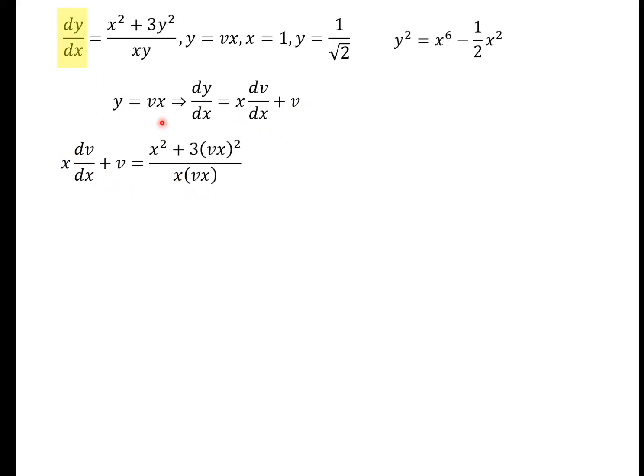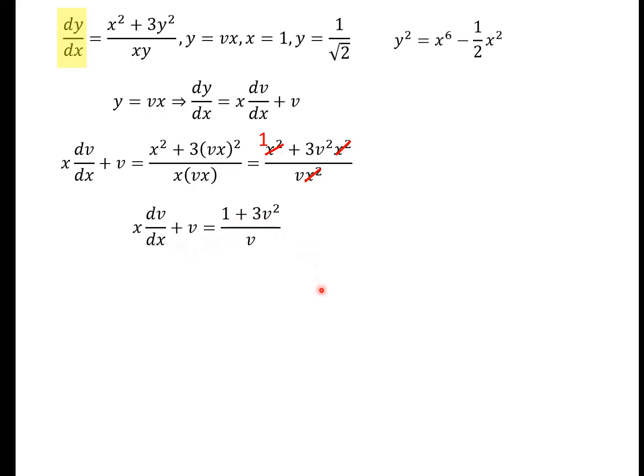On the right hand side, well, I've got x squared is alright, but I need to eliminate the y's really because I want to solve in v and x. So the y is equal to vx, so 3vx all squared. And then x times vx on the bottom, then multiplying it out, I get this, and I can cancel out these x squareds on the top and the bottom, divide the top and bottom by x squared. So this left hand side, x dv over dx, that original dy by dx, is 1 plus 3v squared over v.